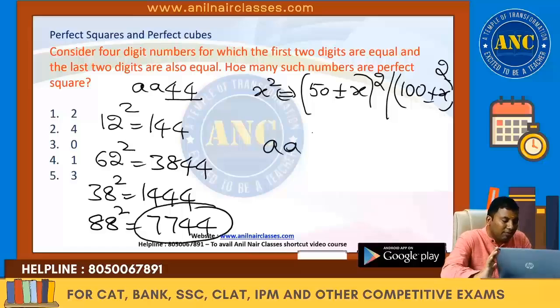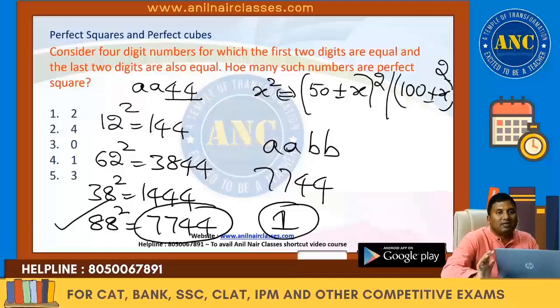7744 is of the form AABB. So the answer is only one number exists, and that number is 7744.